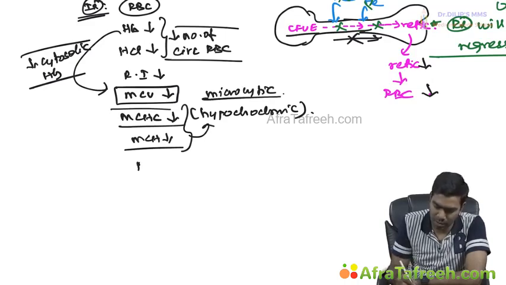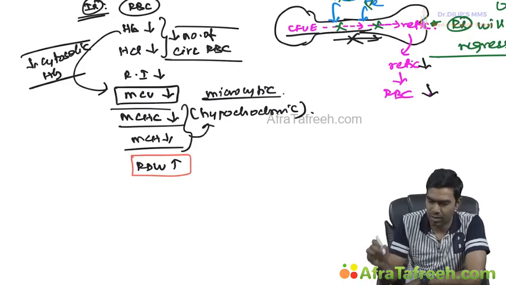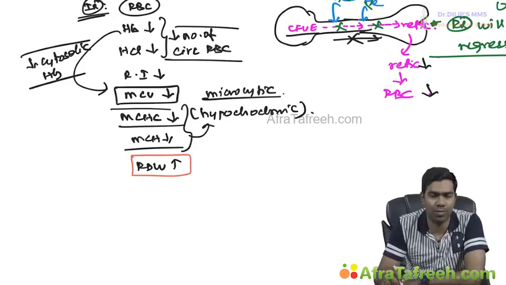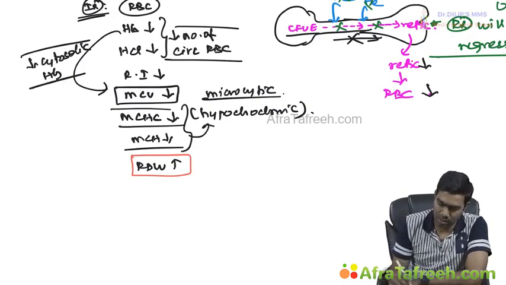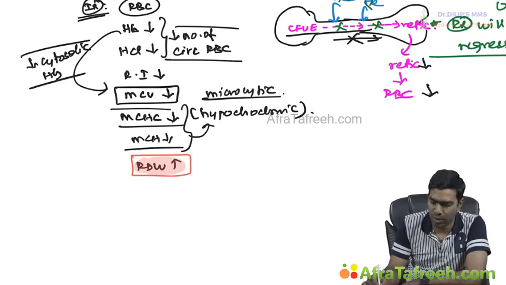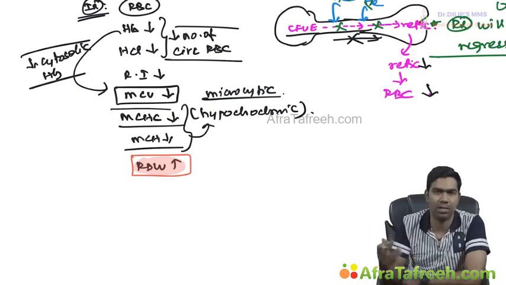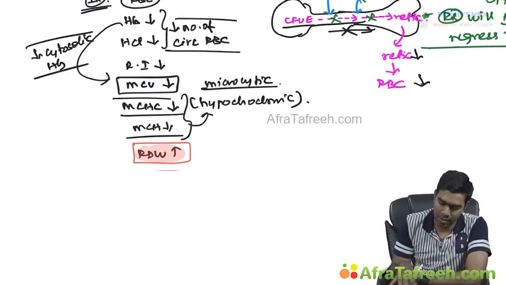At the same time, your red cell distribution width will be increased. Very, very important finding, because in anemia of chronic disease, your red cell distribution width may be normal. So here it is increased. Very, very important, which means the anisopoikilocytosis will be too much in iron deficiency anemia. The variation in shape and size will be too much in iron deficiency anemia.